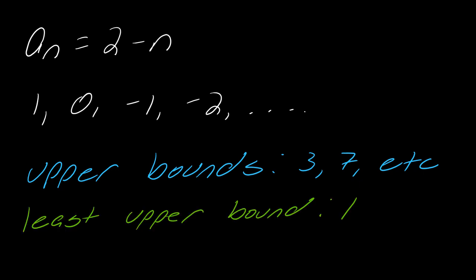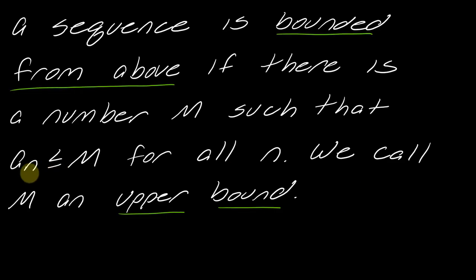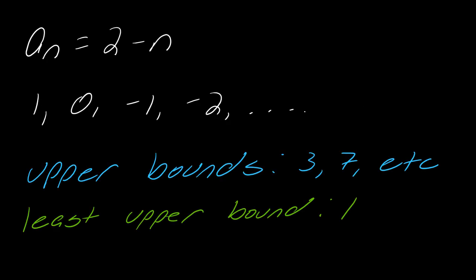Which means that, since I know this sequence is just going to keep decreasing, 1 is the least upper bound. Because again, the idea is that your sequence has to be less than or equal to that number. So the biggest that this sequence will ever be is 1. And otherwise, anything above 1 is also an upper bound, but 1 is the least upper bound. So that's the idea behind that.